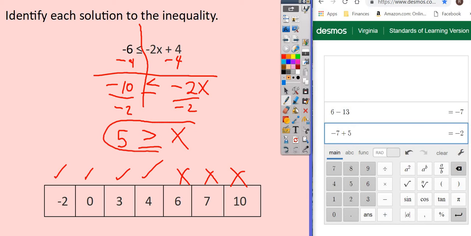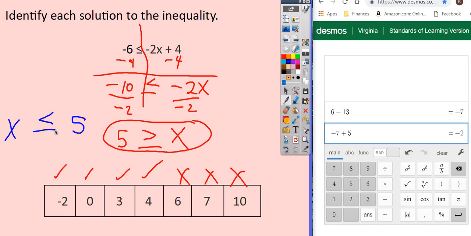But what I do most of the time is I actually flip these around. So instead of reading 5 greater than or equal to x, I turn it around and make it x in the 5. But when you do that, you have to flip your inequality with it. So now let's just read through with the blue.